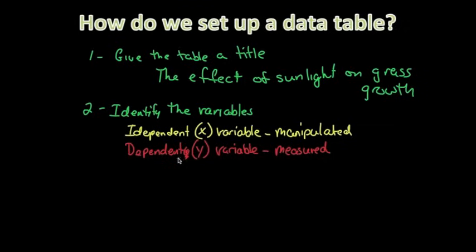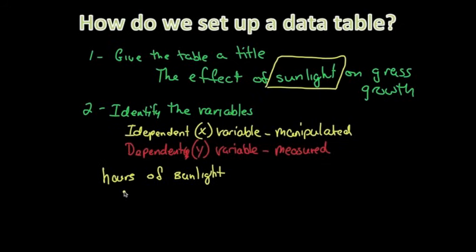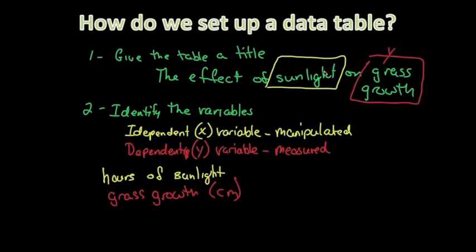In the example above, the effect of hours of sunlight, the hours of sunlight would be our independent variable. And our measured variable, what we'd be measuring, is our grass growth. Usually in our classes, we're going to measure using the metric system, so we'll measure that in centimeters. So you have your independent variable, which is your X variable, your sunlight, and your dependent variable, which is your Y variable, your grass growth.